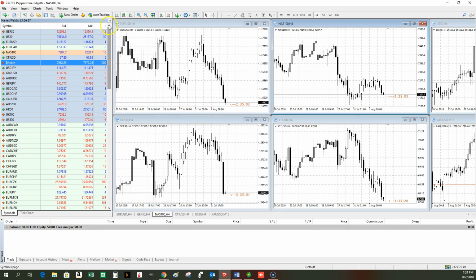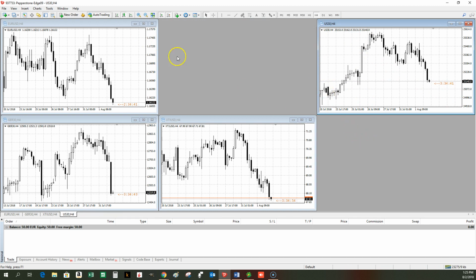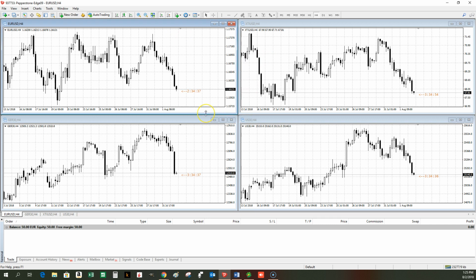So let's check. We said that we want to trade with euro dollar, we want to trade with the DAX, we want to trade with the crude oil, the XTI USD, and we want to trade with the Dow Jones. The rest I will take off from the platform. So we've got 4 instruments that we can use every day to trade and to scalp on them, open and close, open and close.